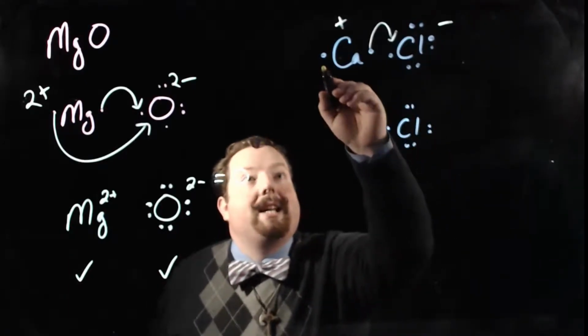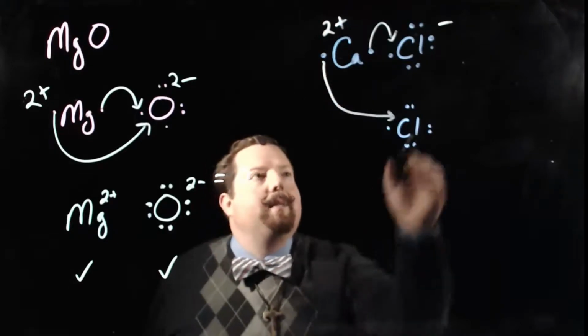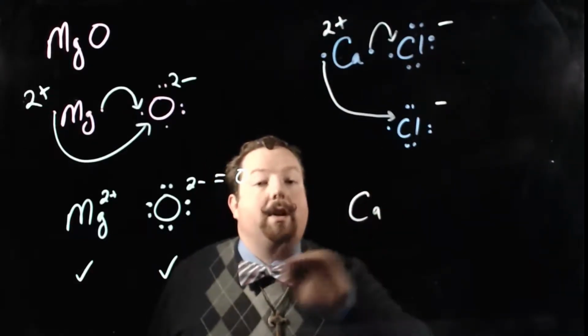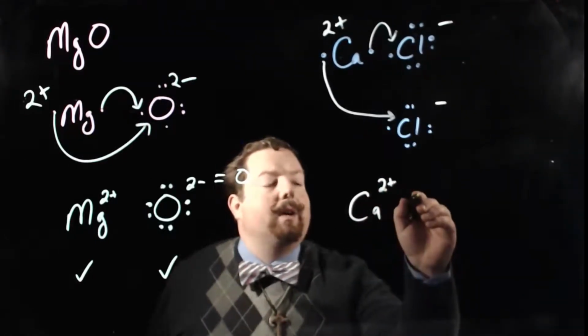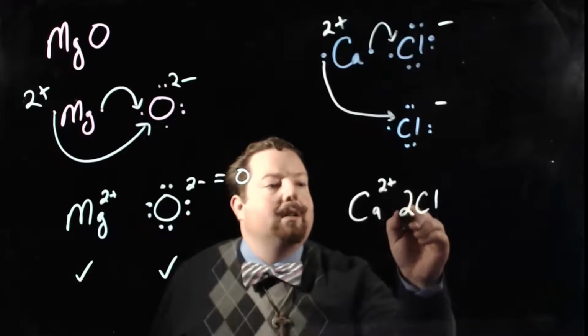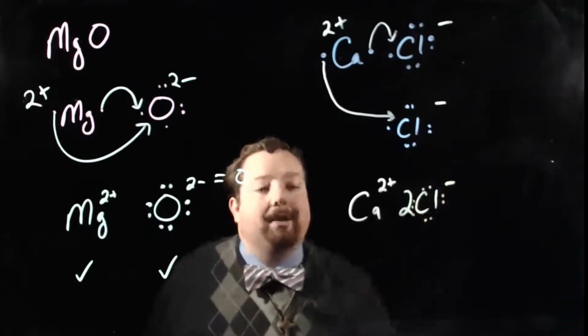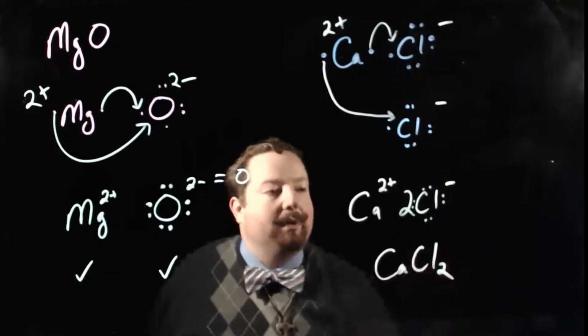So now we can take another 1 from calcium and move it to this chlorine, making this a 2 plus and making this chlorine a negative. So basically you get a calcium with no electrons and a 2 plus charge, and 2 chlorines with 8 electrons around them, each with a negative charge. When we write that formula, we know it's CaCl2.